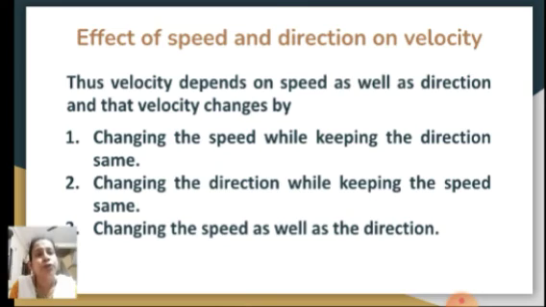So what we can conclude from this is that the velocity depends not only on the speed but also on the direction, and therefore velocity changes in three ways. First, by changing the speed but keeping the direction same. Second, changing the direction while keeping the speed same. And third, changing the speed as well as the direction. So these are the effects of the speed and direction on velocity. Fine. So this is regarding today's topic that I have dealt with.